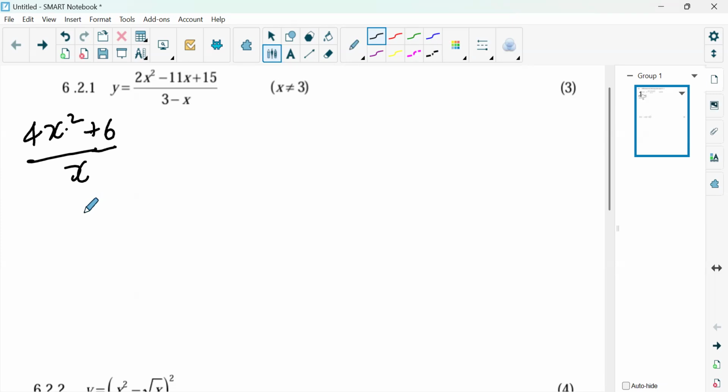So it's going to be written as 4x squared all over x, plus 6 all over x. I can write these 2 different things, the ones on the numerator, each in their own base.